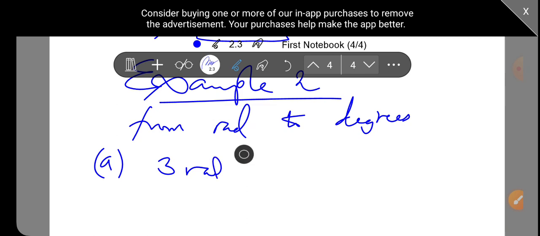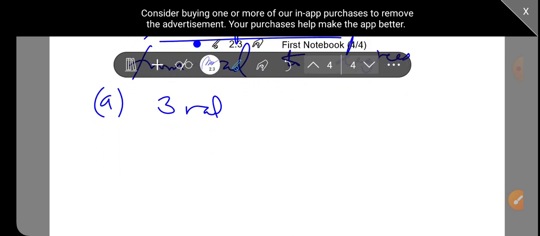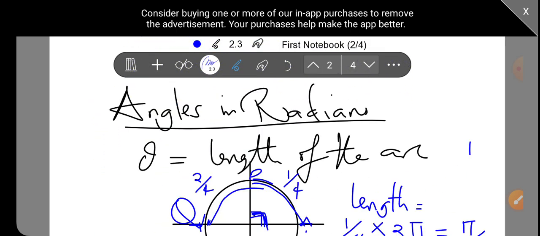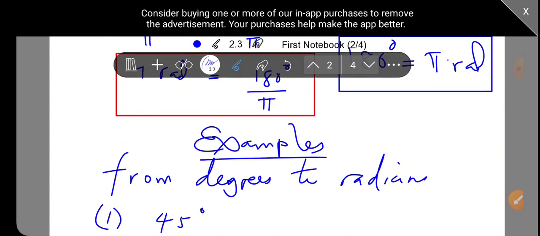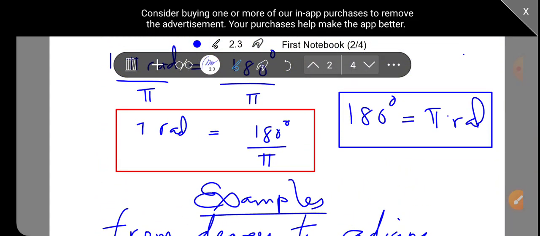Okay. The first one is 3 rad. So how do we do that? Remember, we had these formulas, right? We said 1 rad is equal to 180 degrees over pi.